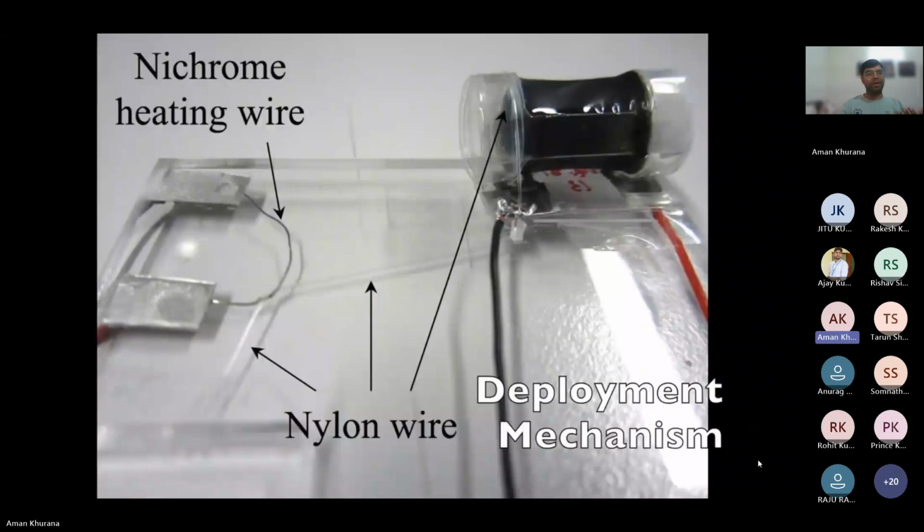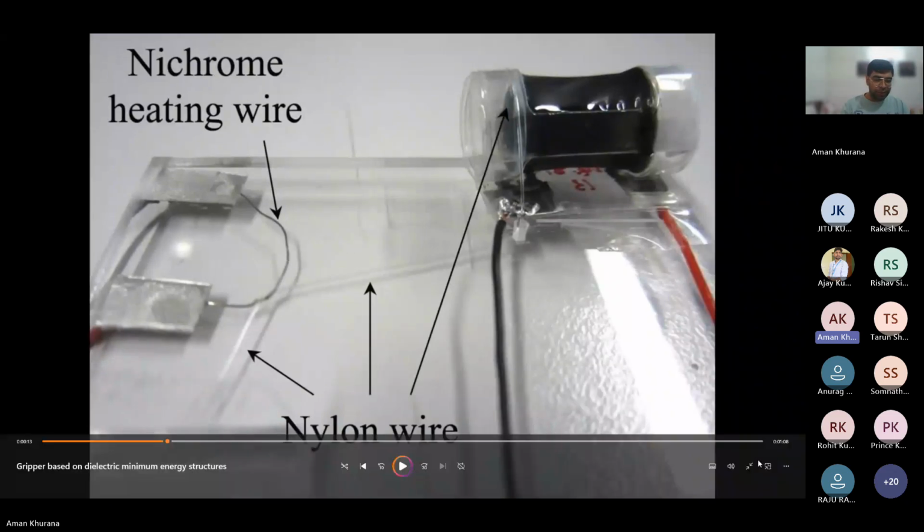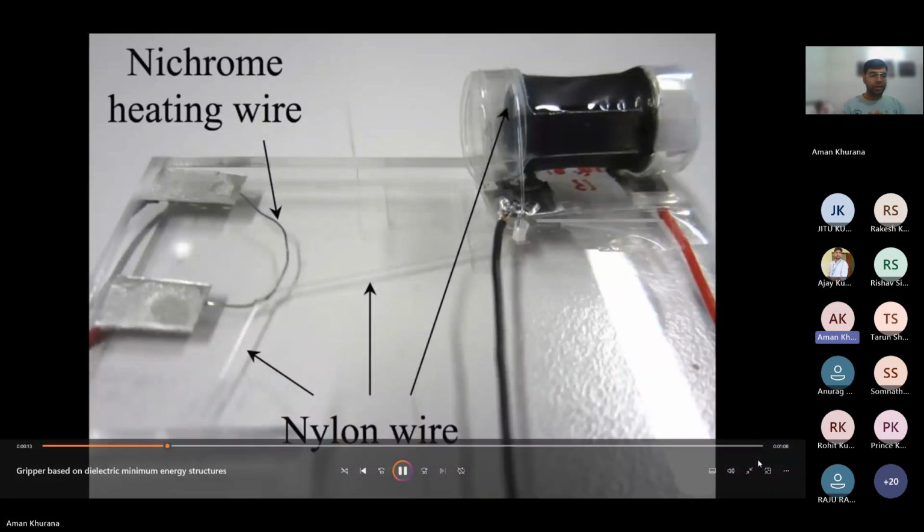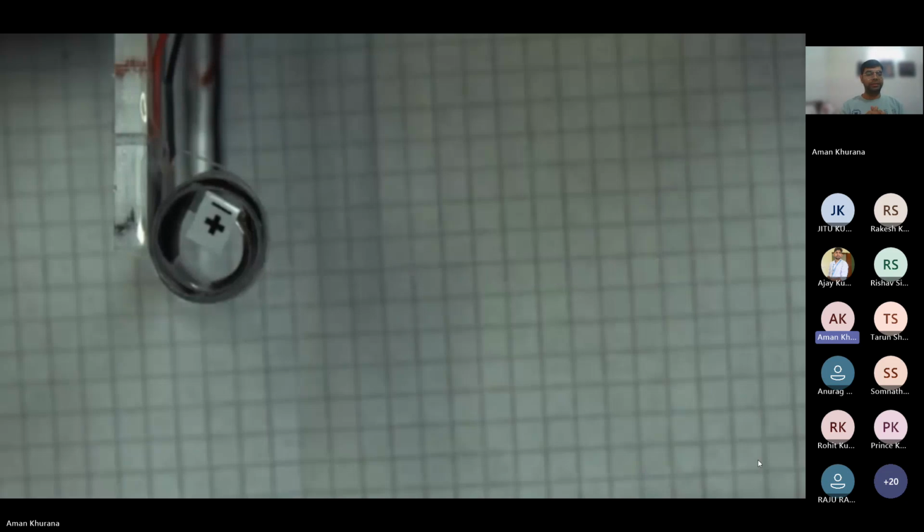So initial deployment. People are also developing this type of structure, DEMES, for different applications. You can change the material and incorporate anisotropy and all this other stuff to obtain different configurations. So you can see.